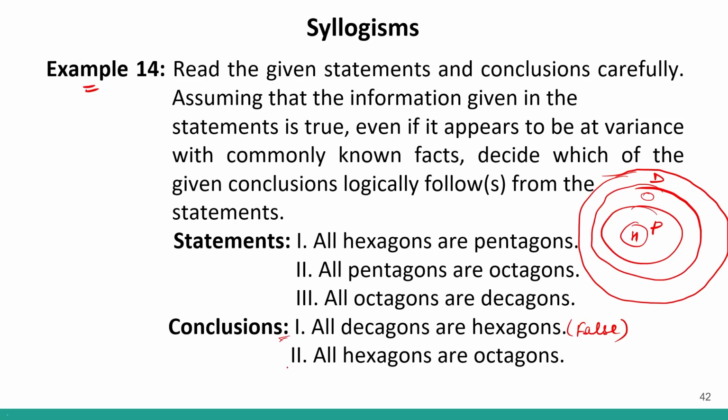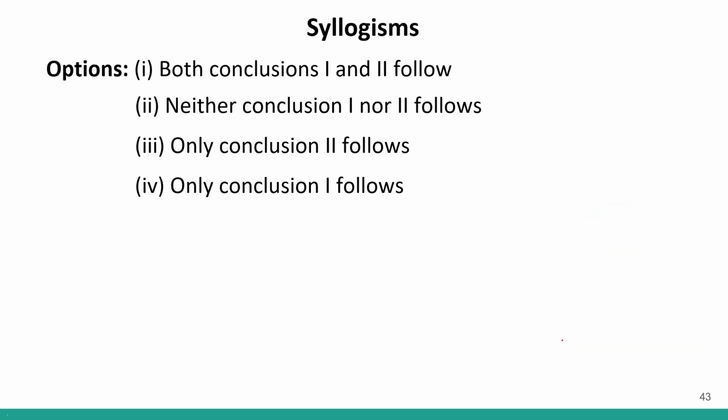Correct? Second one says all hexagons are octagons. This is definitely true because hexagons are over here and they are definitely a part of octagons. So this will be true. So I can say that only conclusion 2 is true. If I look at the options, option number 3 says only conclusion 2 is true. So this will be the answer. Clear?